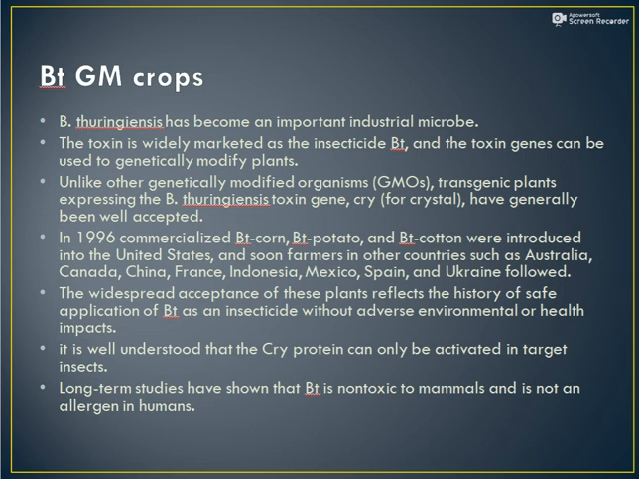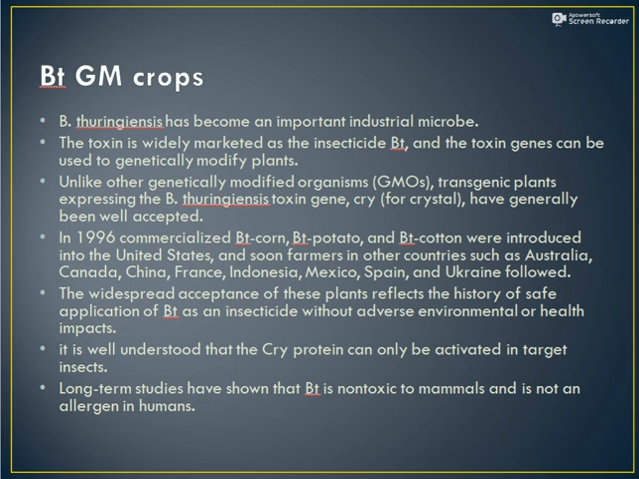Another thing we need to talk about with Bt is that it is important. It has become a very important industrial microbe because the toxin is widely marketed as a bioinsecticide, Bt, and the toxin genes can be used to genetically modify plants. If you consider various varieties, you can see that there are various genetically modified organisms also, and transgenic plants expressing the Bacillus thuringiensis toxin gene, cry for crystal, have generally been accepted.